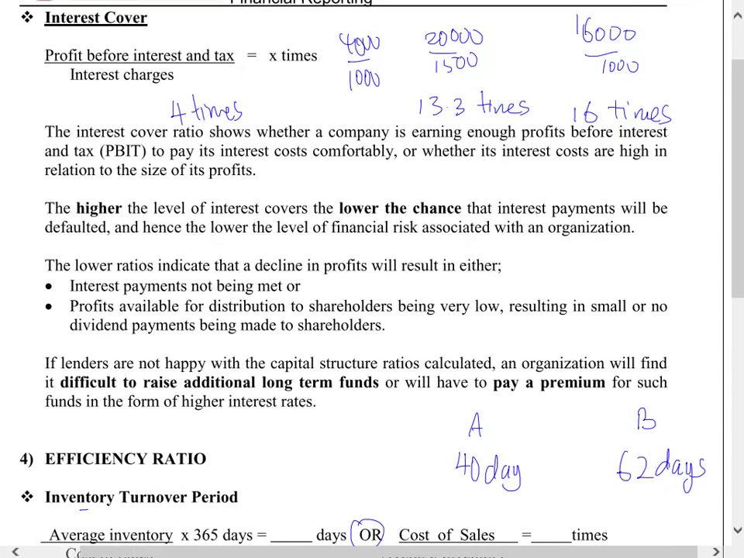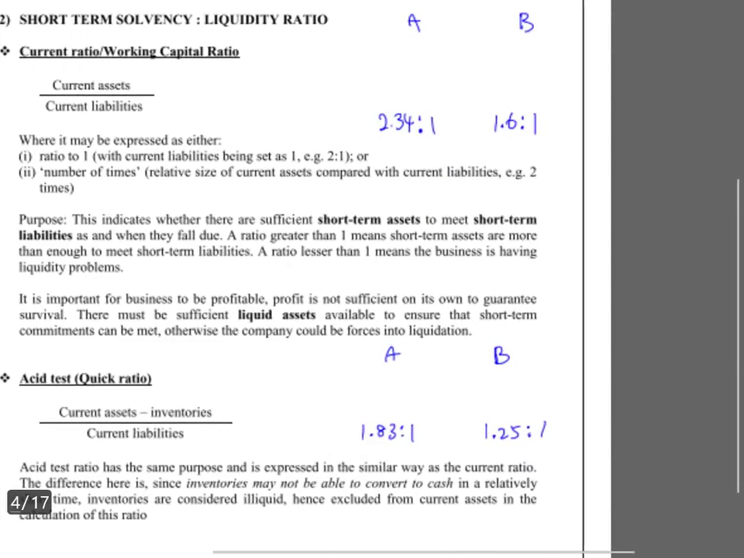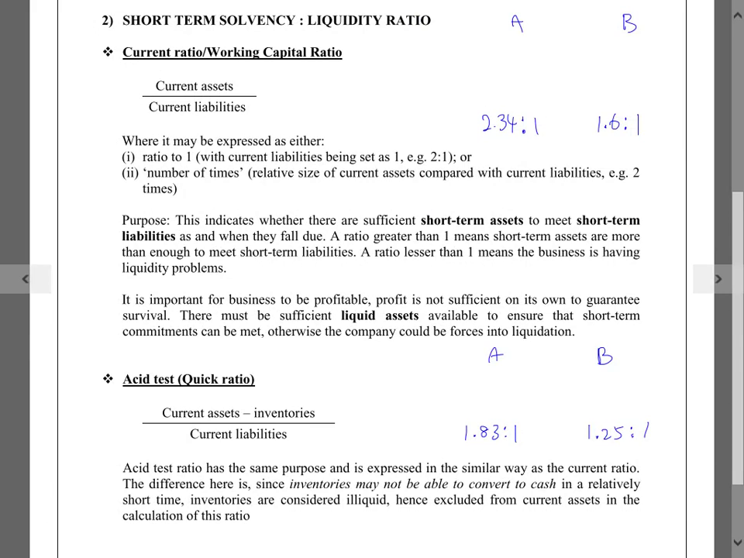So we look at the liquidity. Earlier when we calculated the liquidity for company B, the current ratio was 1.6 and the quick asset ratio is 1.25. We concluded that they do not have liquidity problems. Correct? 1 to 1, and they have more than 1. It's 1.25. So having more inventory in that case does not actually affect their liquidity. Okay.